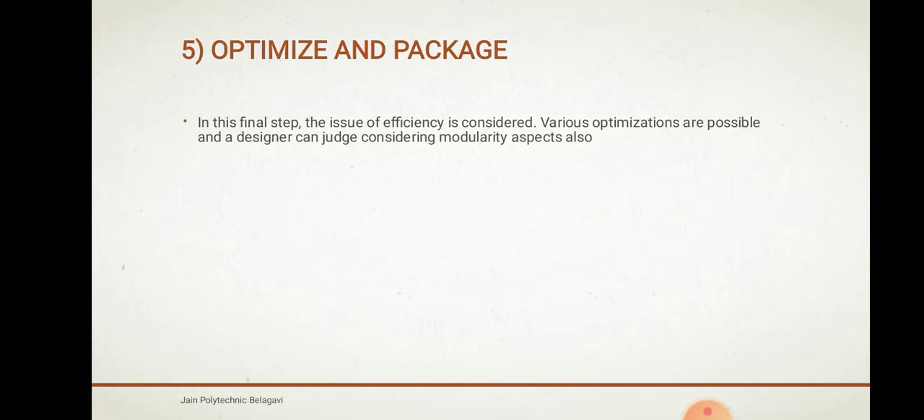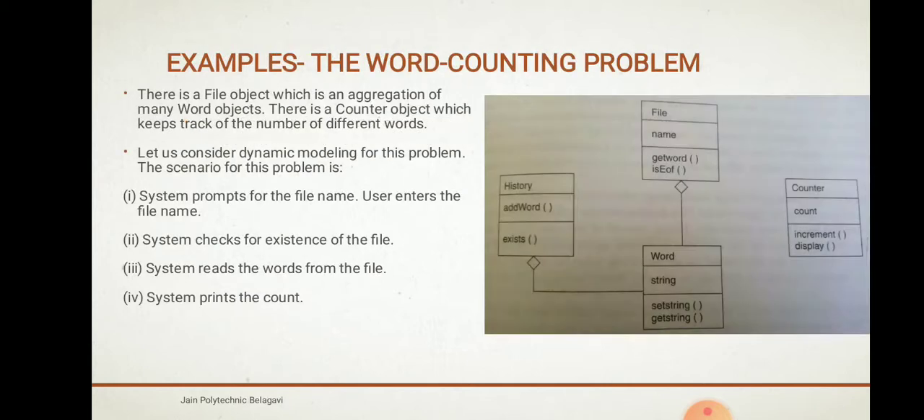The fifth one is optimize and package. In this final step, the issue of efficiency will be considered. Various optimizations are possible and the designer can judge, considering modularity aspects also. Now we'll consider an example of a word counting problem. This is a diagram showing the aggregations. The file object is an aggregation of many word objects. This is the counter object you can see, which keeps track of the number of different words.